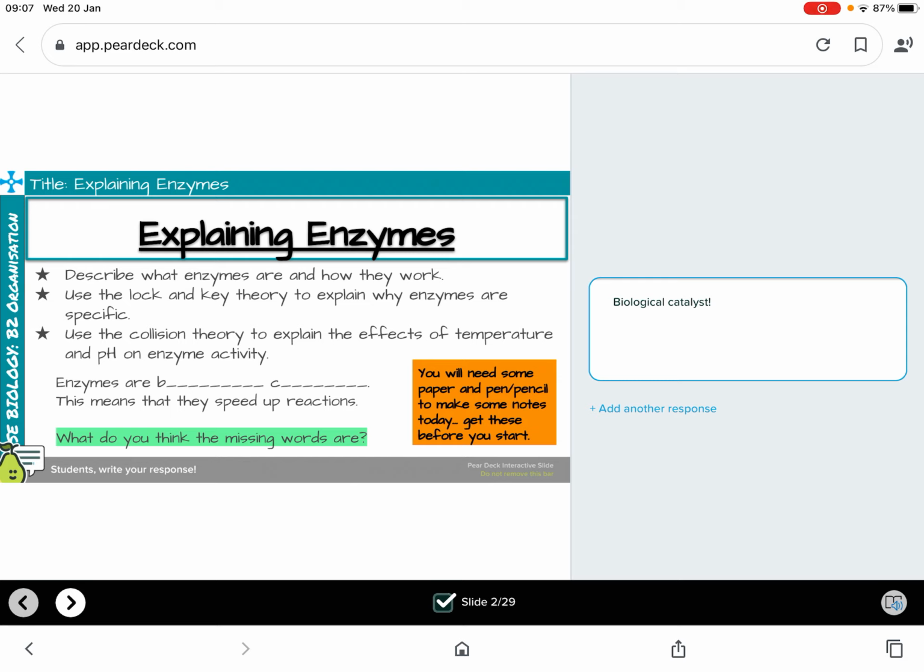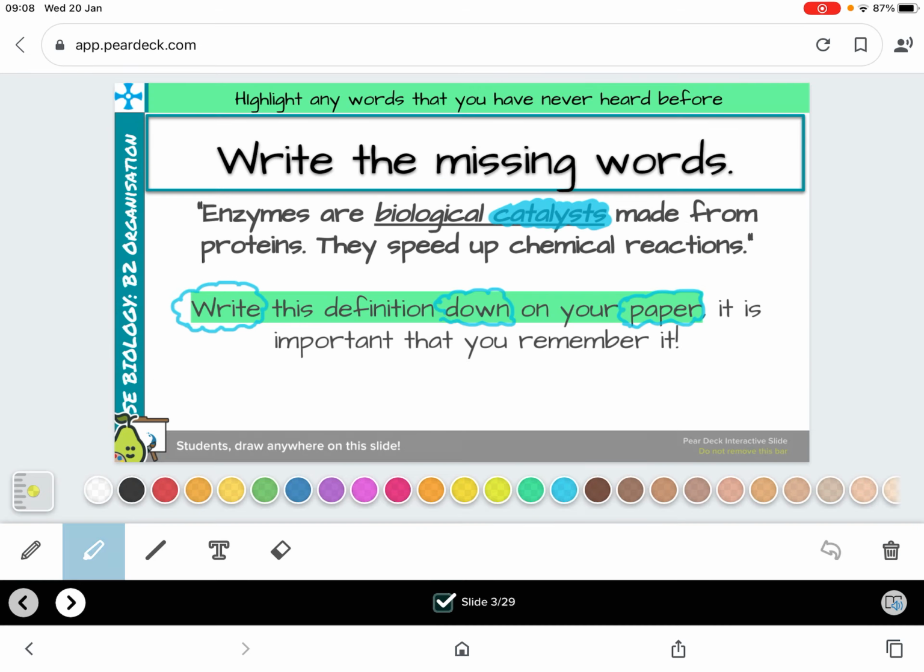So this lesson looked a little bit more at how enzymes work. We talked specifically about the lock and key theory and explained why enzymes are specific, and a little bit about the collision theory, which is the idea that for any reaction to happen there has to be some sort of collision between the particles to make that reaction happen.